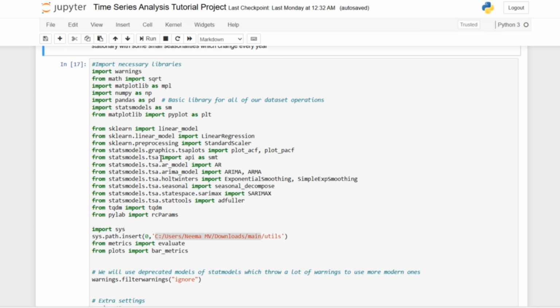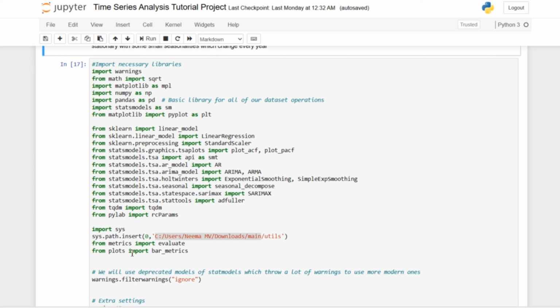As you can see, we have statsmodels tsa. TSA is the widely used module for time series analysis, and we are calling certain algorithms that will be discussed in this video: algorithms like ARIMA, ARMA, and exponential smoothing, simple exponential smoothing, and functions like seasonal decompose and SARIMAX. And obviously we are doing the test to identify if the data series is stationary or non-stationary. So we are calling the ADF Fuller test, which will be discussed later in the video.